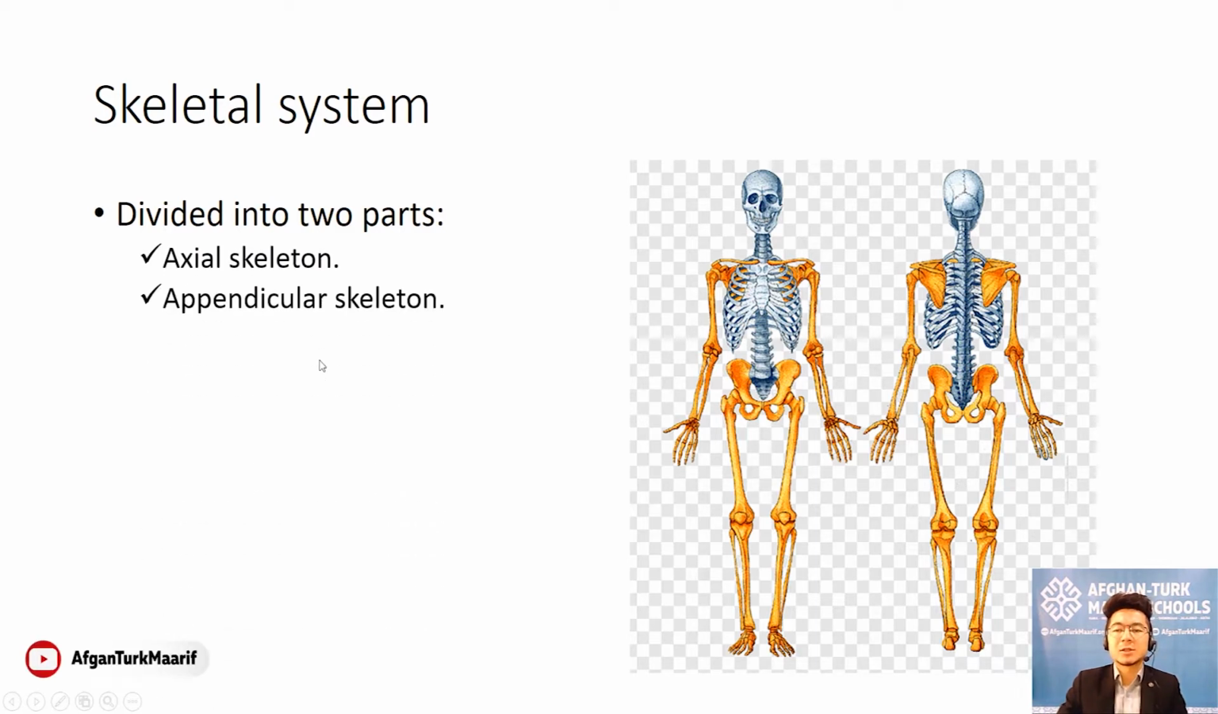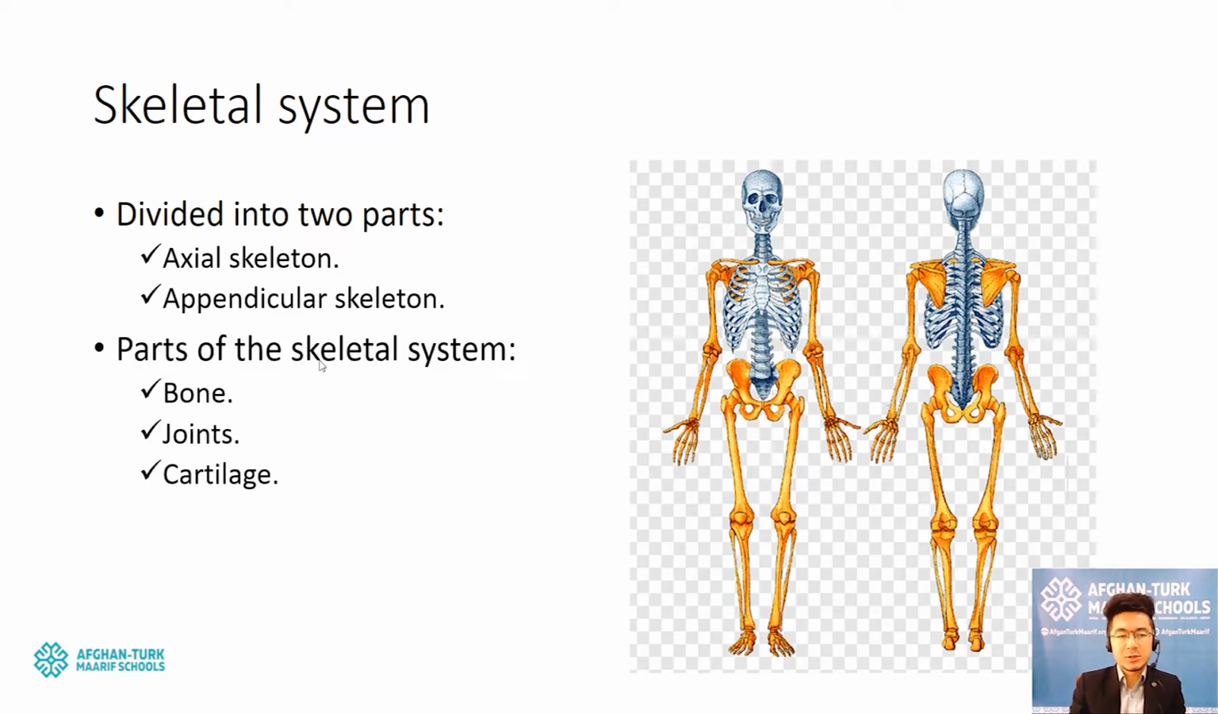Our skeleton is made of two parts: axial skeleton and appendicular skeleton. Axial skeleton is the main part of the skeleton. The skull, spinal column, and also ribcage make up our axial skeleton, but our legs and our arms are the appendicular skeleton, which are joined to the axial skeleton and complete our skeletal system.